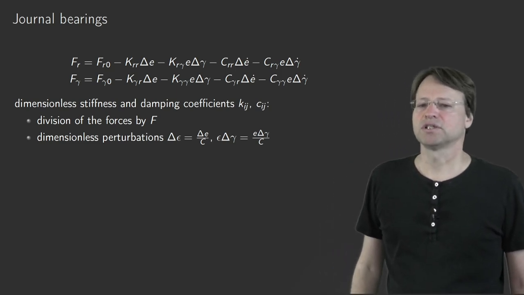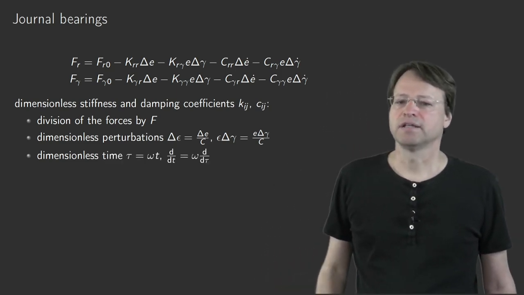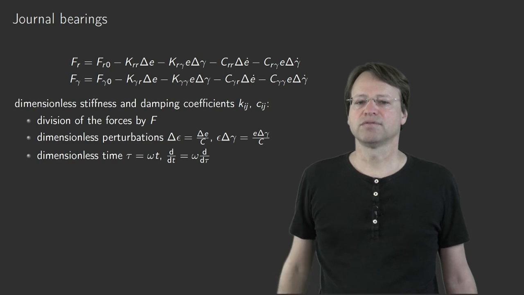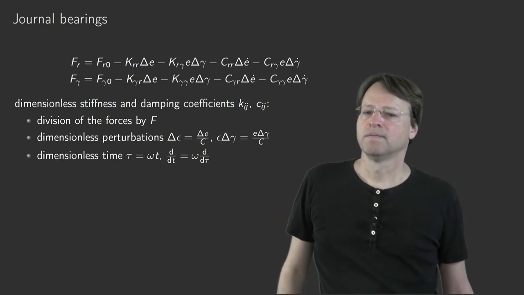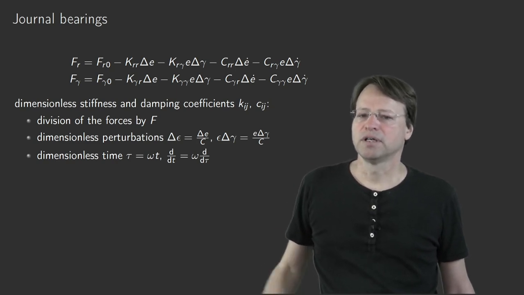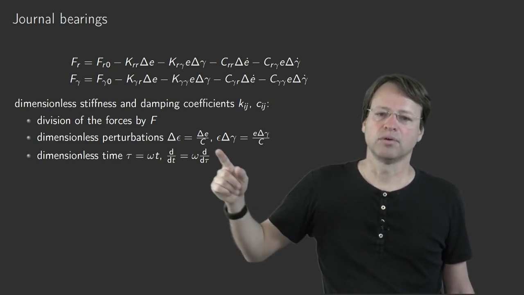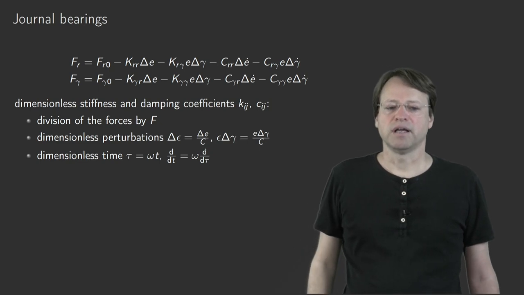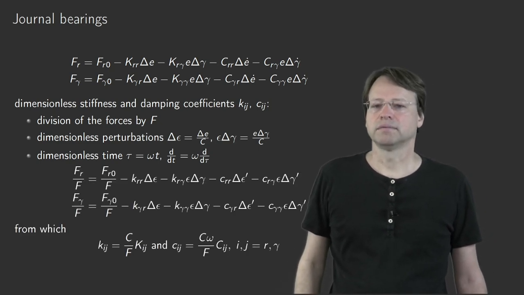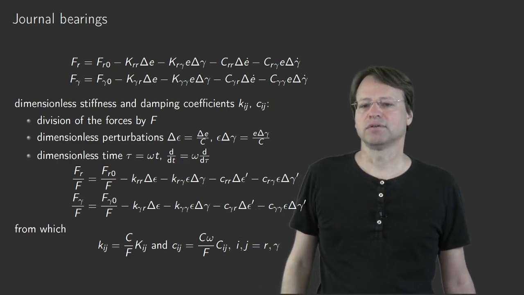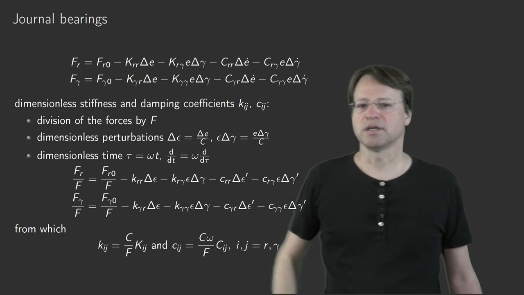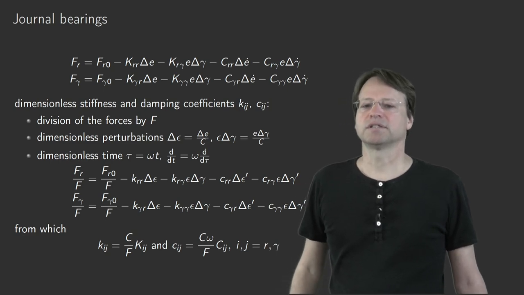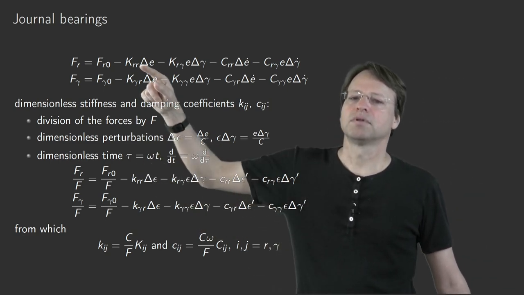So we have to introduce a dimensionless time. Dimensionless time tau is again the rotational speed times the physical time t. And then for the derivative d by dt, we find that this is d tau by dt, d by d tau, and d tau by dt is equal to omega. So therefore omega d by d tau. So then let's divide that equation by F. Then we get Fr divided by F, and let's introduce these dimensionless stiffness and damping coefficients multiplied with these dimensionless quantities. Then the question is, how do they relate to that former equation?